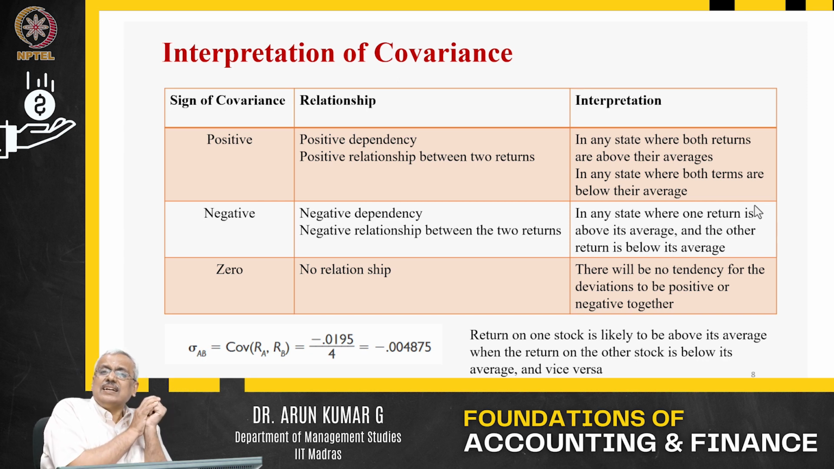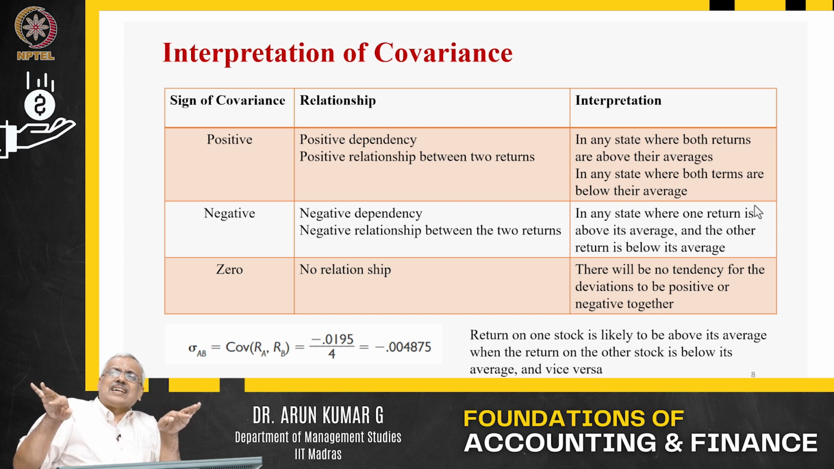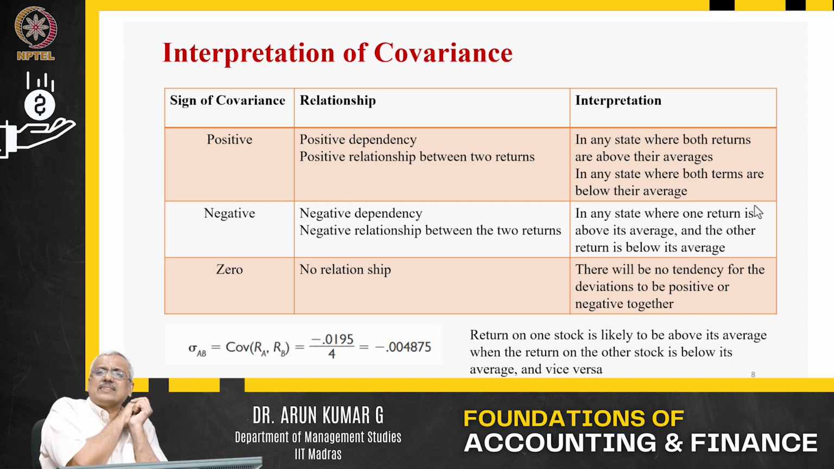The interpretation is: in any state where both returns are above their averages, or in any state where both returns are below their averages, that means there is a consistent relationship between the two. If it is negatively correlated, there is a negative dependency on each other. Zero correlation means no relationship between each other. Negative covariance means a negative relationship between each other.